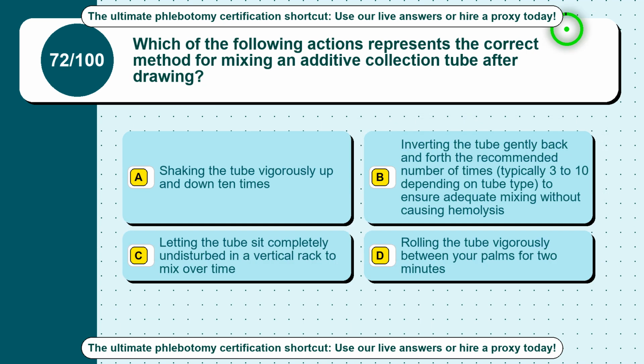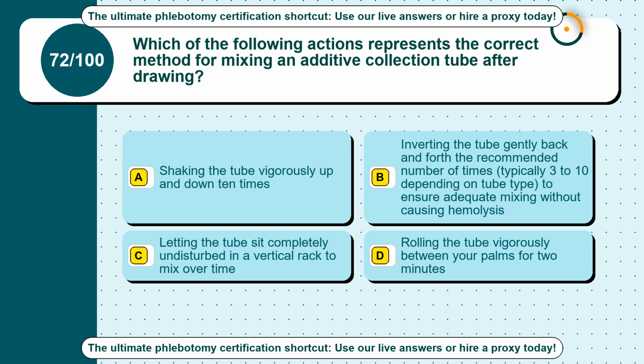Question 72. Which of the following actions represents the correct method for mixing an additive collection tube after drawing? Option A. Shaking the tube vigorously up and down 10 times. Option B. Inverting the tube gently back and forth the recommended number of times, typically 3 to 10 depending on tube type, to ensure adequate mixing without causing hemolysis.